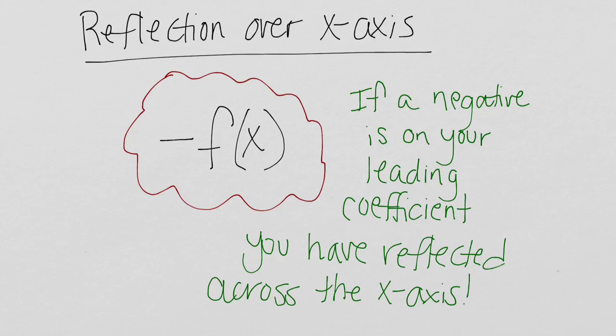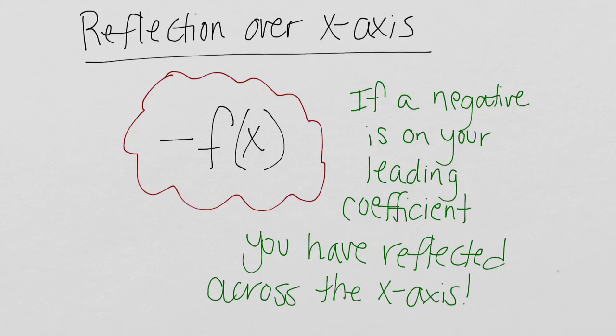Alright, so in this video we're going to be talking about another type of transformation called a reflection over the x-axis. So there is a reflection over the y-axis, but we are not going to be going over that this year. So we're going to focus on just the x-axis reflection. So again, the stuff I've circled in red is your generic formal version of what this reflection looks like.